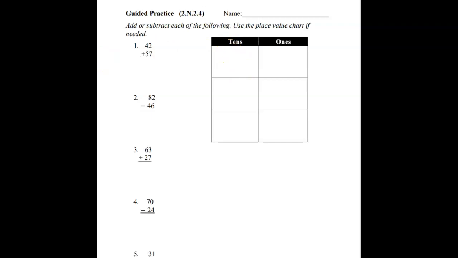Okay. Let's try, this one is subtraction. Is this going to be hard? I don't know. 82 minus 46. And you want to keep these numbers in line. So if you're not using a place value chart, you want to use your lines on your paper and keep them in line. It will help. So you need to be neat when you're doing your writing.